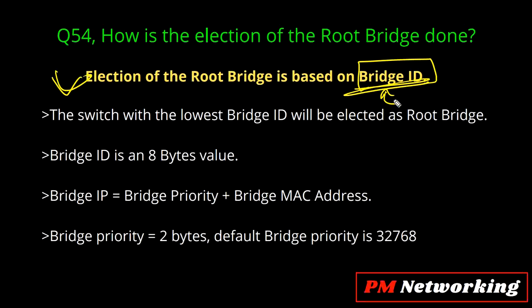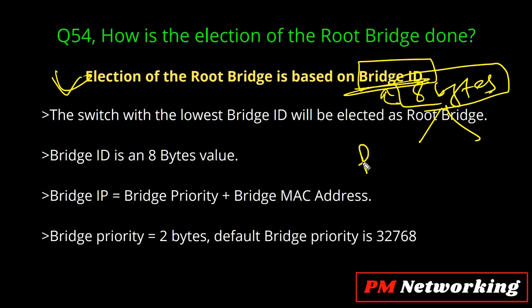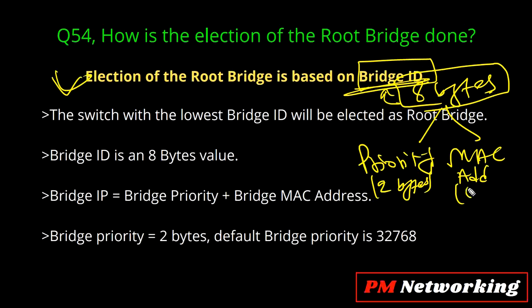You can say bridge ID is an 8 byte value, right? It is an 8 bytes value, and it is a combination of two things. First one is priority and the second is MAC address. Priority is 2 bytes and the MAC address is 6 bytes, right? As you know, the length of a MAC address is 6 bytes, right?